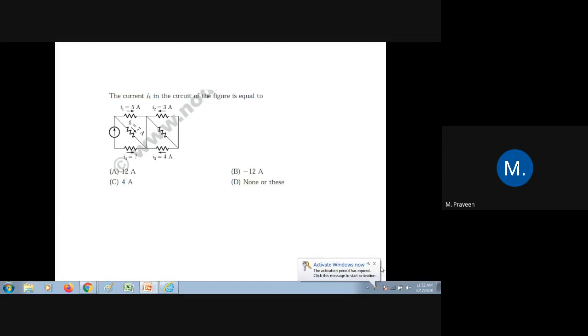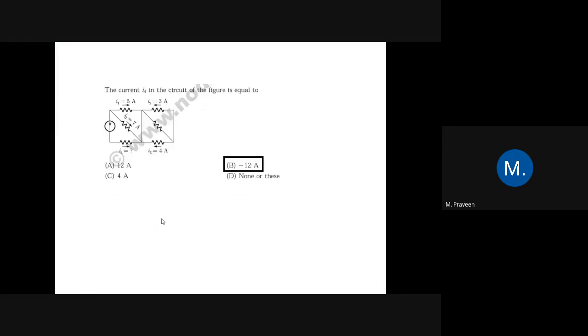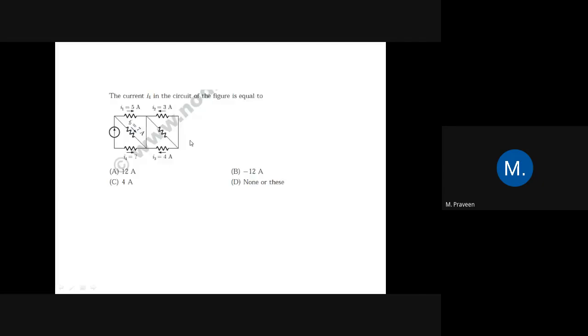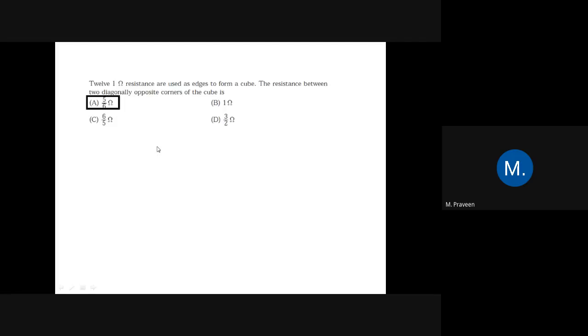So we have to apply KCL here. So first, this is actually the given circuit. So first let us assume the node here. So let the node here be A and here and here. So everything is going to be assumed. So let it be A, B, and C, B, E, and this one is F.